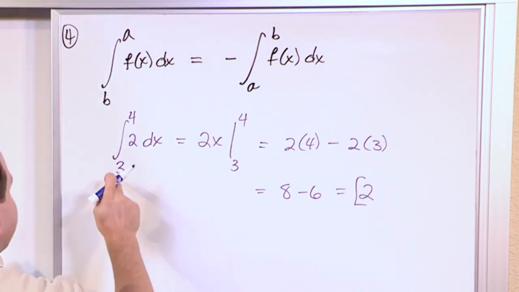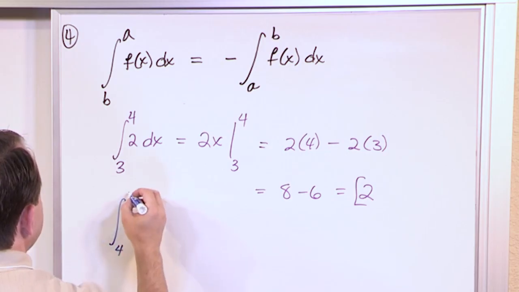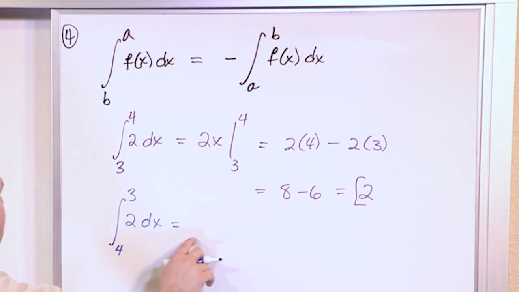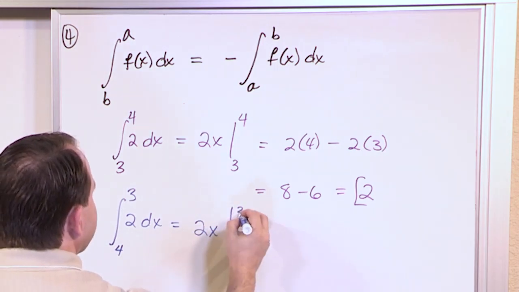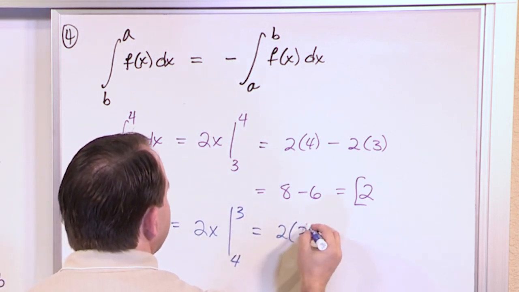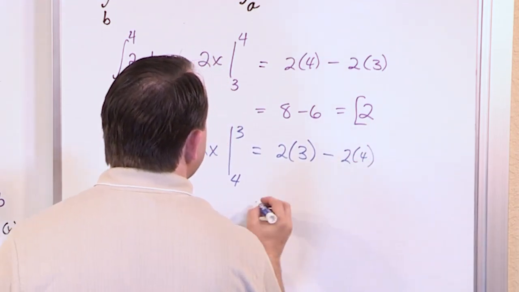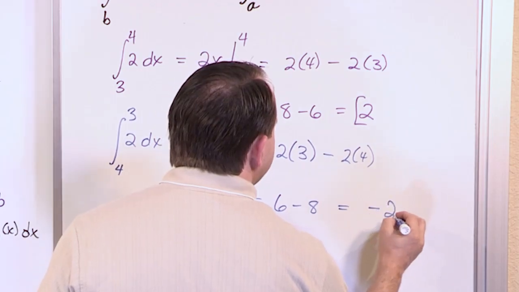let's go and flip the limits of integration. So instead of 3 to 4, let's just, for giggles, do 4 to 3 of the integral of 2 dx. So this is going to be the same antiderivative, 2x, but I'm going to evaluate from 4 to 3 this time. So here it'll be 2 times 3. I always evaluate the upper first. 2 times 4 down below. I think you can see where this is going. I'm going to have 6 minus 8, negative 2.